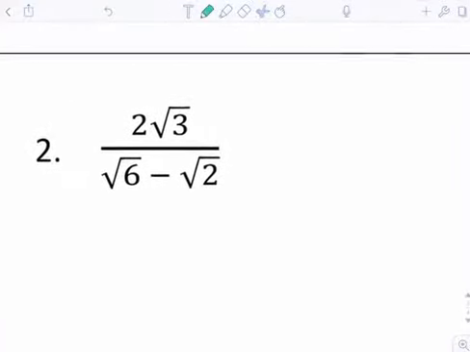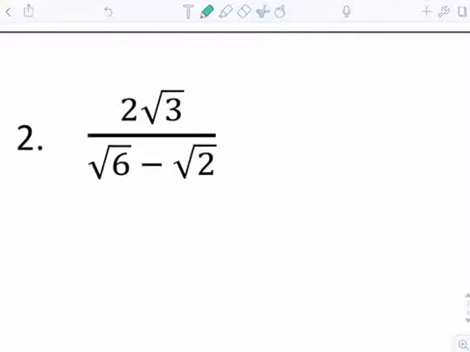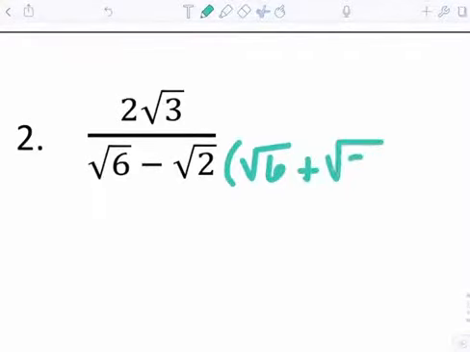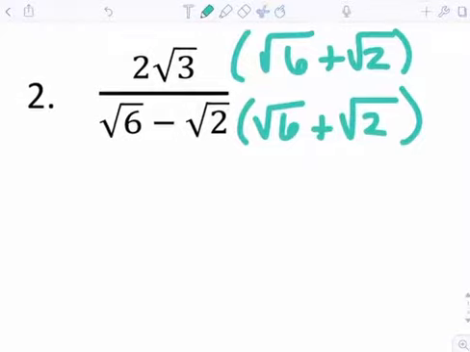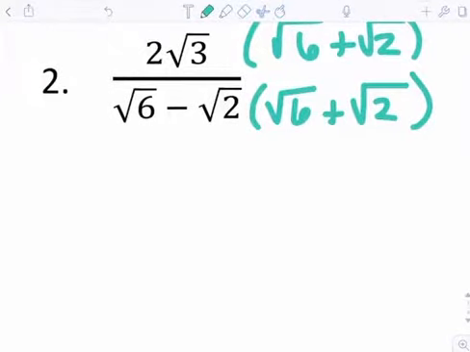So in number 2, same thing. I need to multiply by what's in the denominator, but the opposite sign. Okay, so root 6 plus root 2. Okay, so I'm going to do the trick, right?